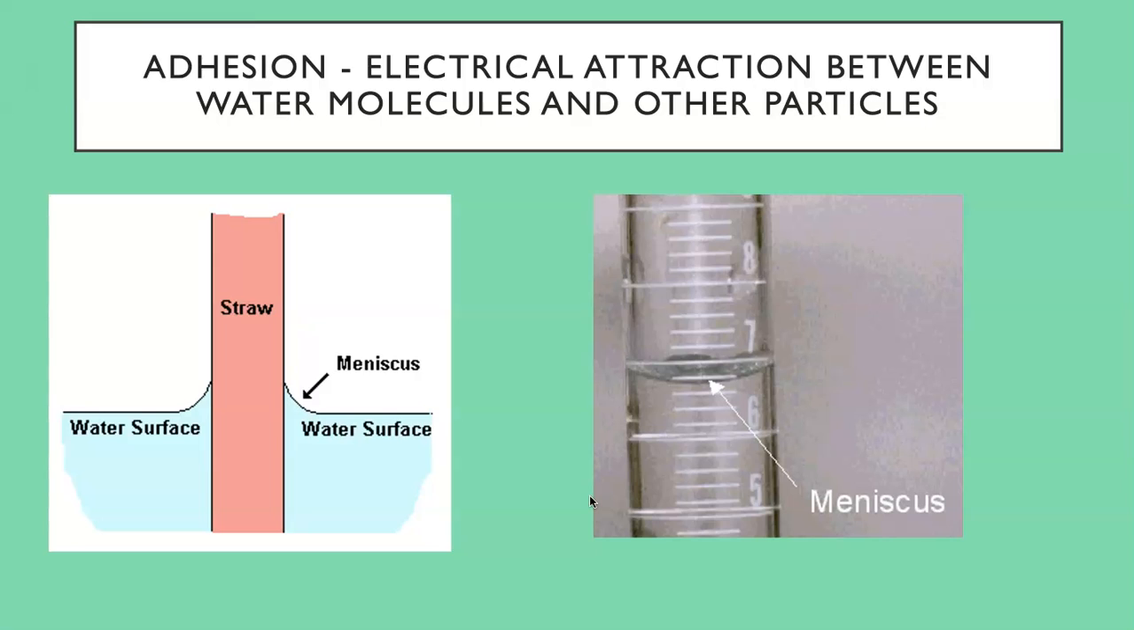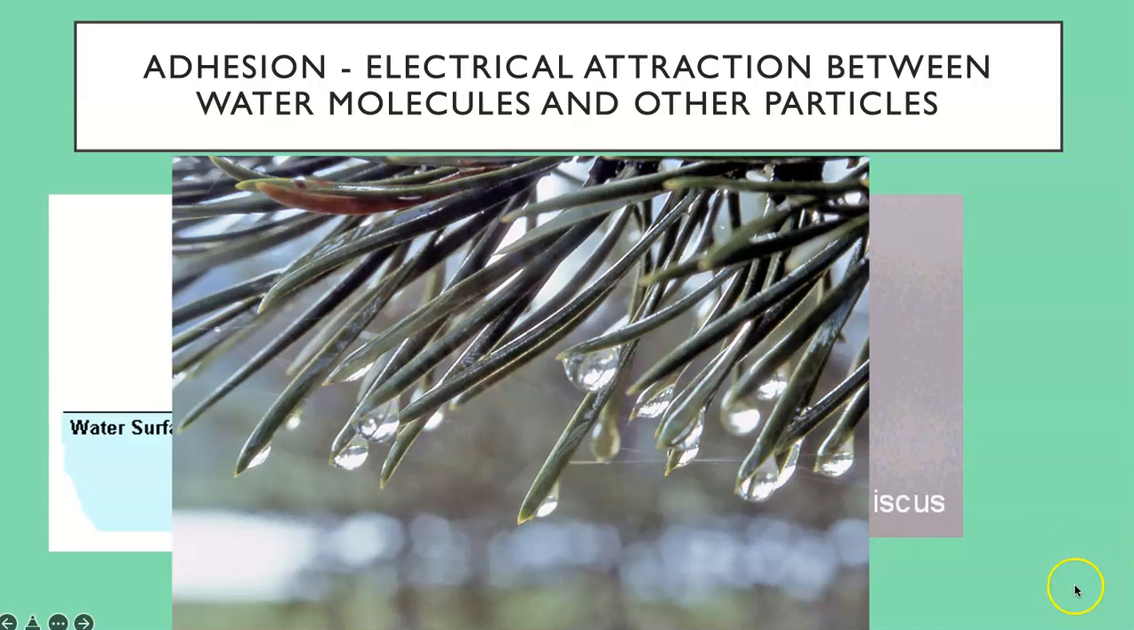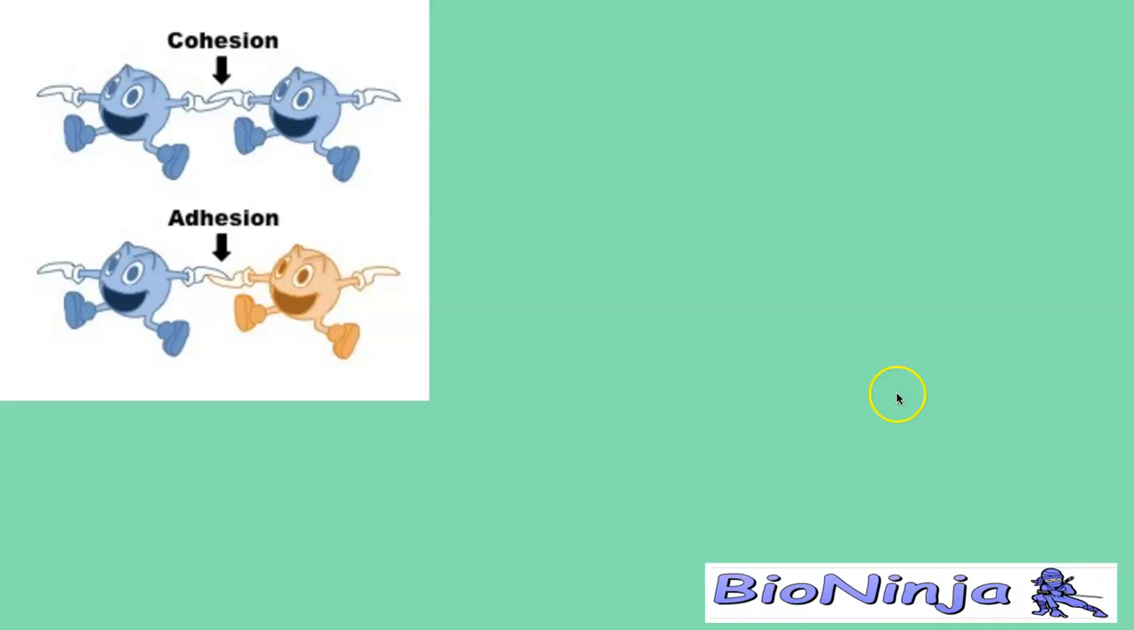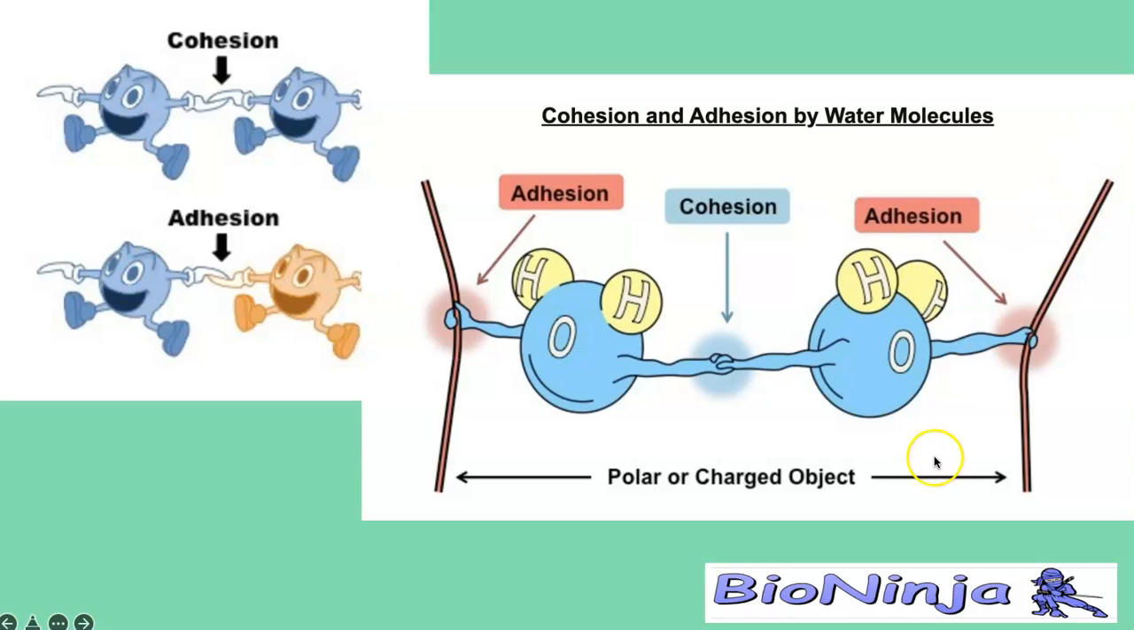Adhesion is when the water's hydrogen bonds are actually attracted to something that has another electrical charge. And it turns out glass has a slight electrical charge. And so what happens is that the water gets pulled upwards by the glass. It's called a meniscus when we're looking at something very skinny like a graduated cylinder. And that's water being pulled upwards. It's also why water clings to leaves or branches, such as in this picture. So cohesion is between two water molecules. Adhesion is between a water molecule and something else, and they work together to climb up the edges of a glass.